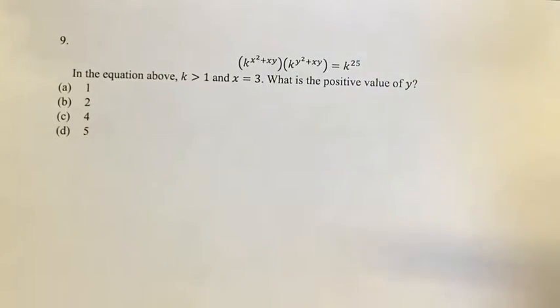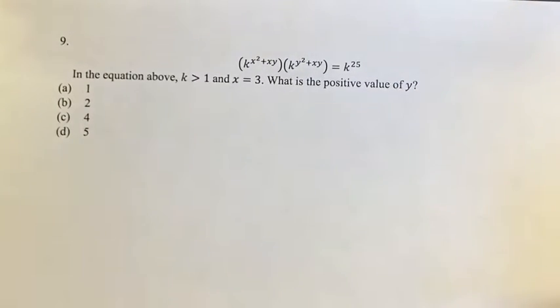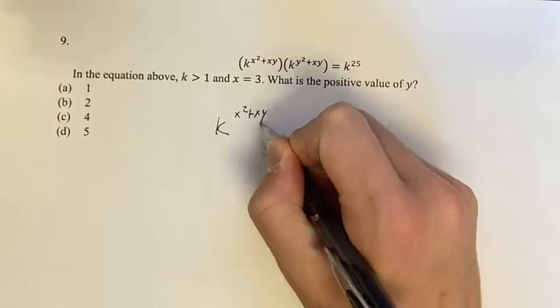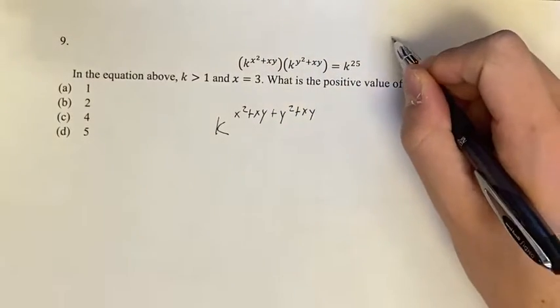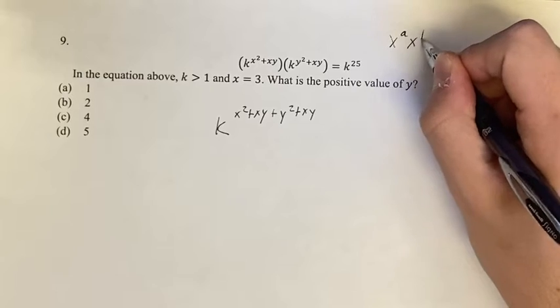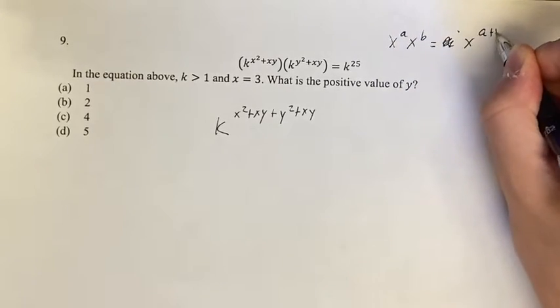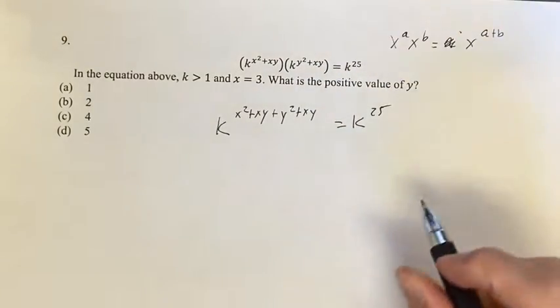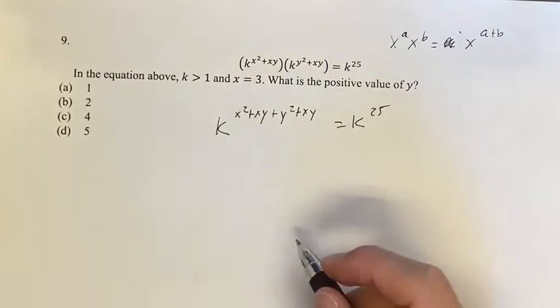So what we're going to do here is say, okay, we have k to some power times k to some power. That simplified is k to the first power, x squared plus xy, plus the second power, y squared plus xy. If you have x to the a times x to the b, this is equal to x to the a plus b. And this is equal to k to the 25. Now we have k to some power is equal to k to some power. The powers have to be equal.